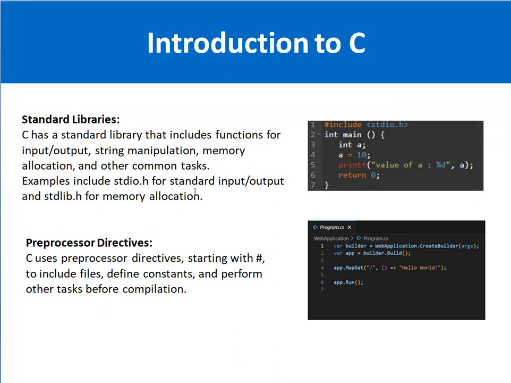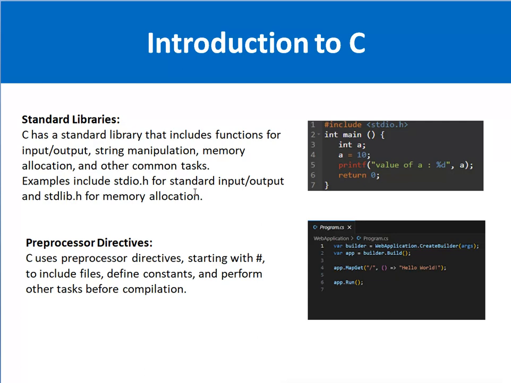Standard libraries. Friend, there are some standard libraries available that include functions for input, output, string manipulation, memory allocation, and other common tasks. Examples are stdio.h, which is basically standard input output, and stdlib.h for memory allocation. These two are the standard libraries which are normally used, especially stdio.h, which is very common and is used in almost every program you make.